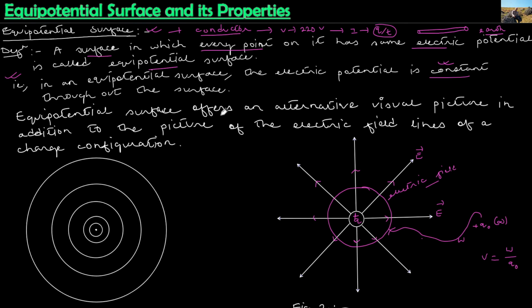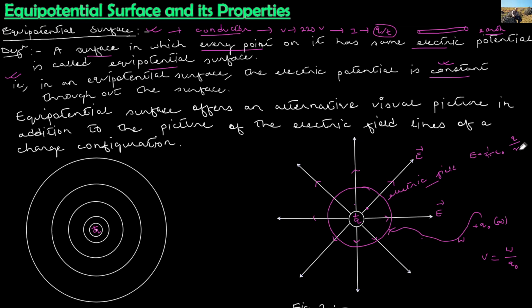This equipotential surface offers an attractive alternative visual picture in addition to the picture of the electric field lines. Now over here, if I consider this as charge plus Q, we know that when we move very close to the charge, the strength of the electric field increases. By definition, the electric field due to a point charge is given by the expression 1 by 4 pi epsilon naught, Q divided by r squared. So it depends upon the distance.